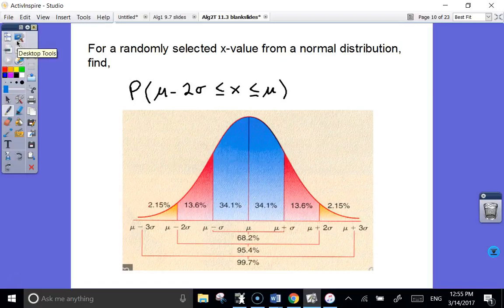So here we can do a probability. The P is for probability. What is the probability that the X is in between mu minus 2 sigma and mu? It means it's in between this point and mu, right? So it's in this region. So a random value taken from this normal distribution, what is the probability that it comes from this interval? And you would add up those two, right? And what would that be?